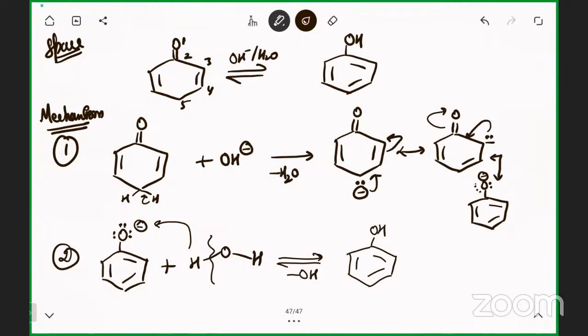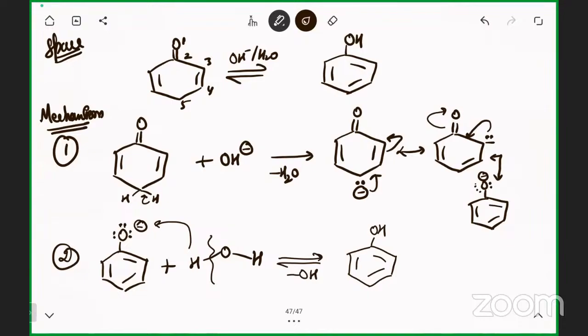Okay, now this is known as phenoxide ion. This phenoxide ion will react with a water molecule which was earlier eliminated, and this water molecule will give the hydrogen to this phenoxide ion. It will form phenol, and the OH negative ion will eliminate as it was. So this is called base catalyzed reaction.